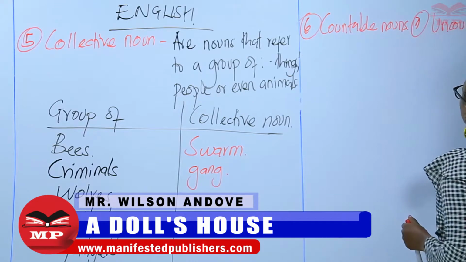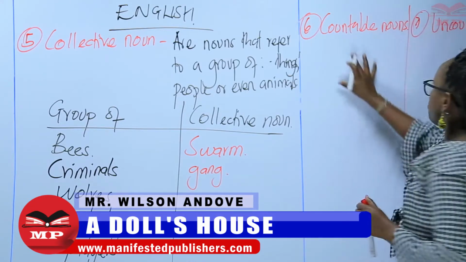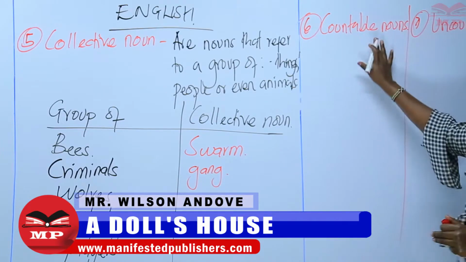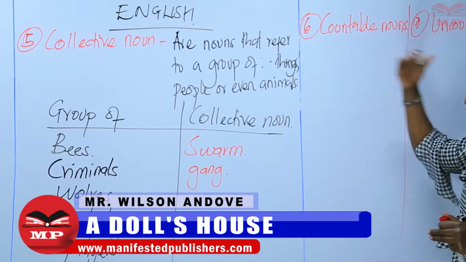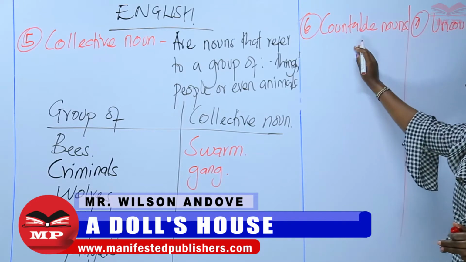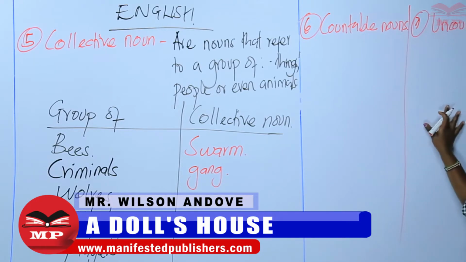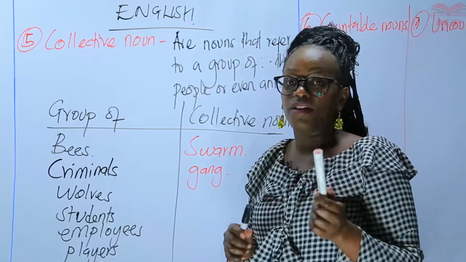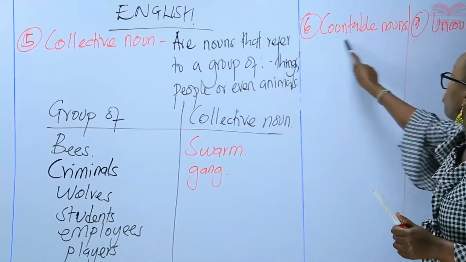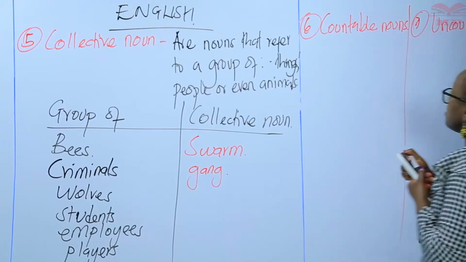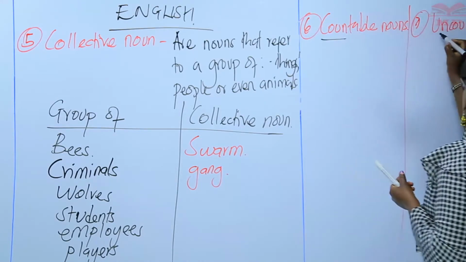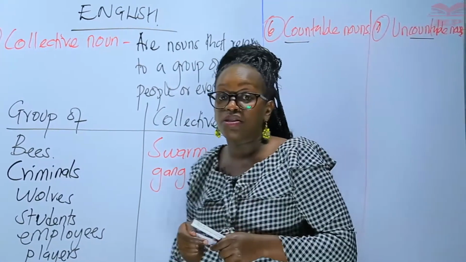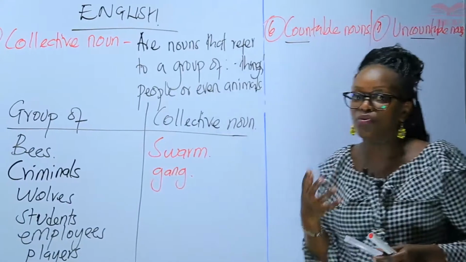So I'll draw a table. Of course, on this side, I'm going to write the definition of the countable nouns and also the characteristics of countable nouns that make them different from the uncountable nouns. First and foremost, of course, we're going to start with the definition. As the name suggests, count. You can derive the word count from these two. So for the countable nouns, it means they are those nouns that you can actually give a count of.